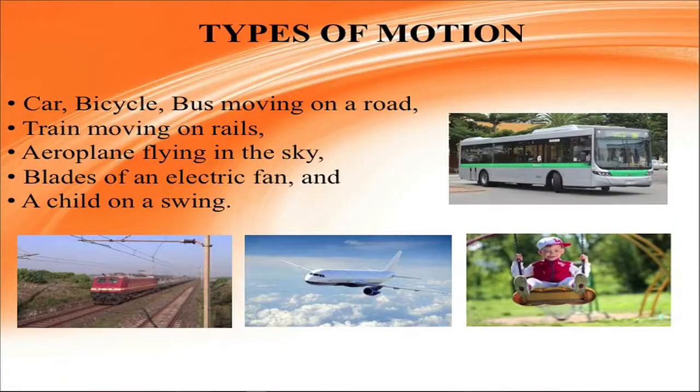Motion and its description. Hello students, you must have seen a number of things in motion. For example, a car, bicycle, bus moving on a road, a train moving on rails, aeroplanes flying in the sky, blades of an electric fan and a child on a swing. What makes things move? Are all the motions similar?